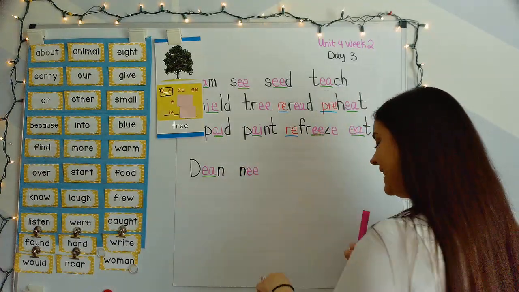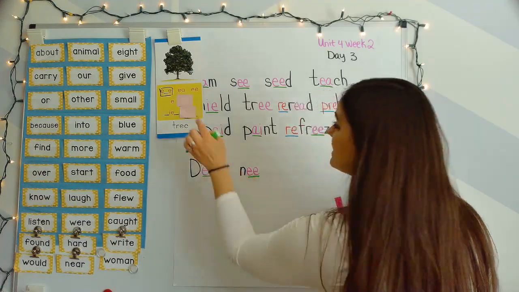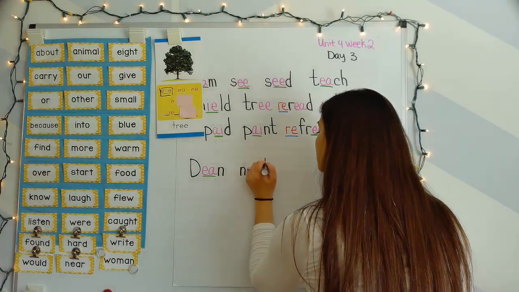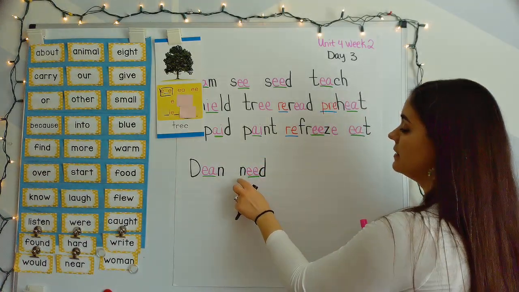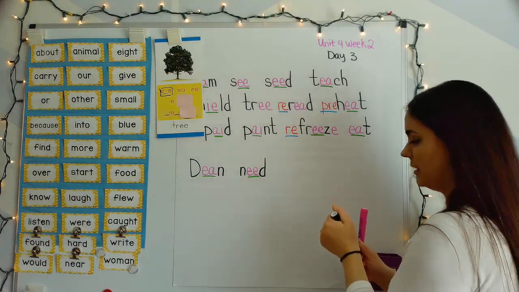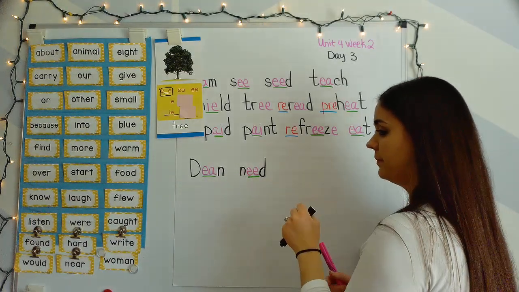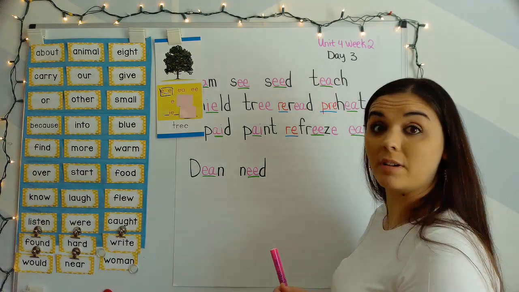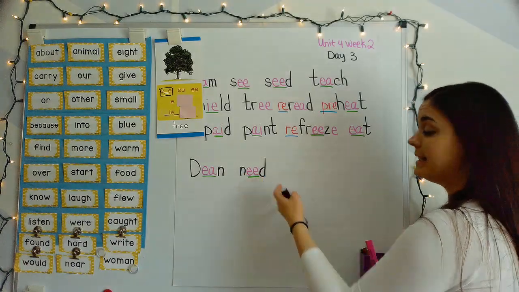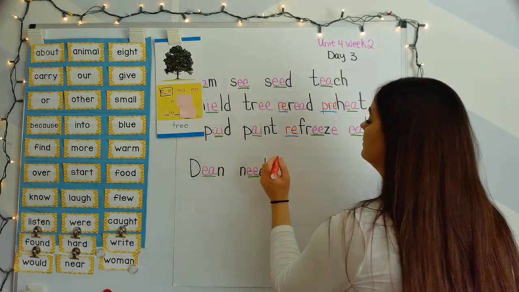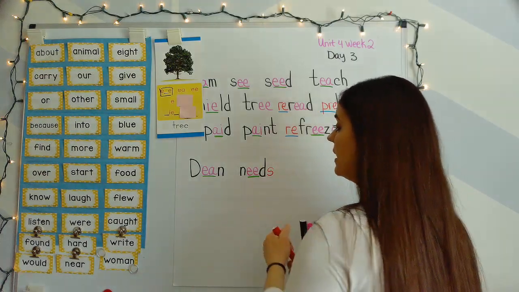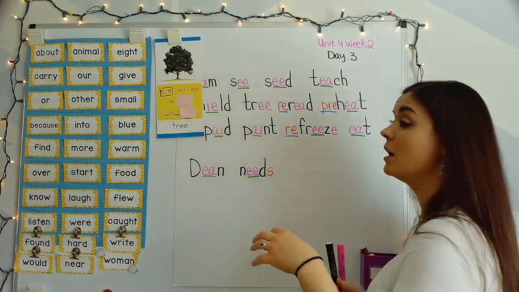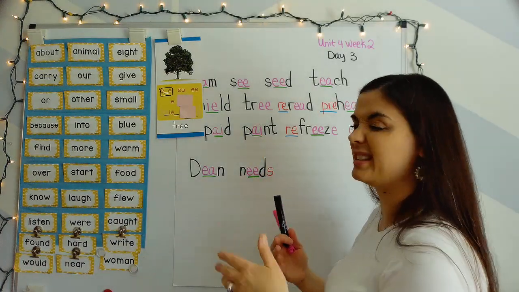E-E, vowel team, works together to say long E. D says da, eed, need. Right, so we have Dean, need. That doesn't quite sound right. So I need to change this word so that it sounds right in my sentence. Dean needs. So in order to make this word needs, we just add an S. Dean needs, needs. Of course, when you see the word, you gotta make sure you blend it with that S in there. Otherwise, it's not the word.